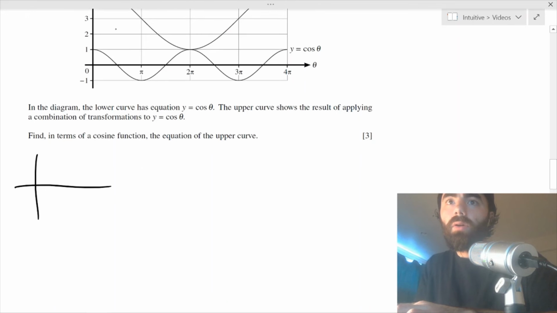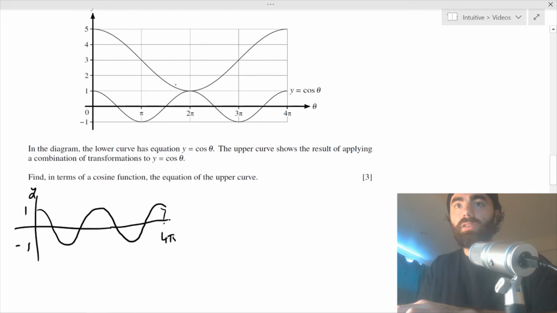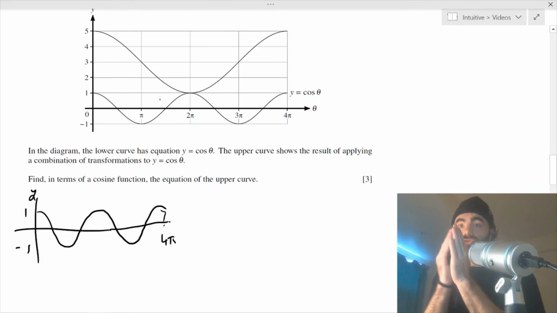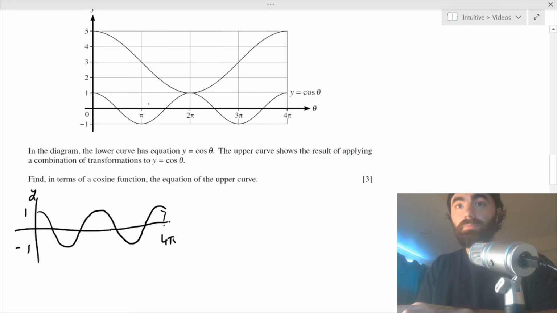How many do they go? 1, 2. So it's like this, where this is 4 pi, and this is our y. 1, minus 1. Okay, so I can see here that they've stretched the period. I mean, in the x direction, we've stretched it by a factor of 2. If we stretch this, we double this stuff. This point will go here. 2 pi will go to 4 pi. Pi will go to 2 pi.